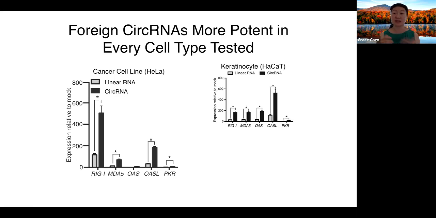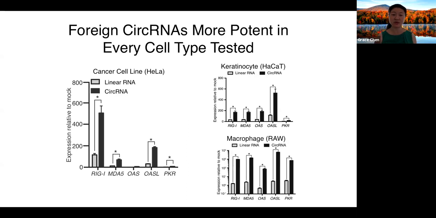And so next we looked at keratinocytes, which are skin cells represented by the HaCaT cell line. Often the skin is the first barrier to infection, and potentially infections can happen on the skin. And we found that the circular RNAs, when they were transfected into the HaCaT cells, also induced a much higher immune response compared to the linear RNA transfection. We also looked at macrophages as represented by the RAW cells, because those are the immune cells that usually respond to the site of infection first. And again, we saw a similar pattern where the cells that received the CircFOREIGN transfection had much higher immune response compared to the cells that received the linear RNA transfection.